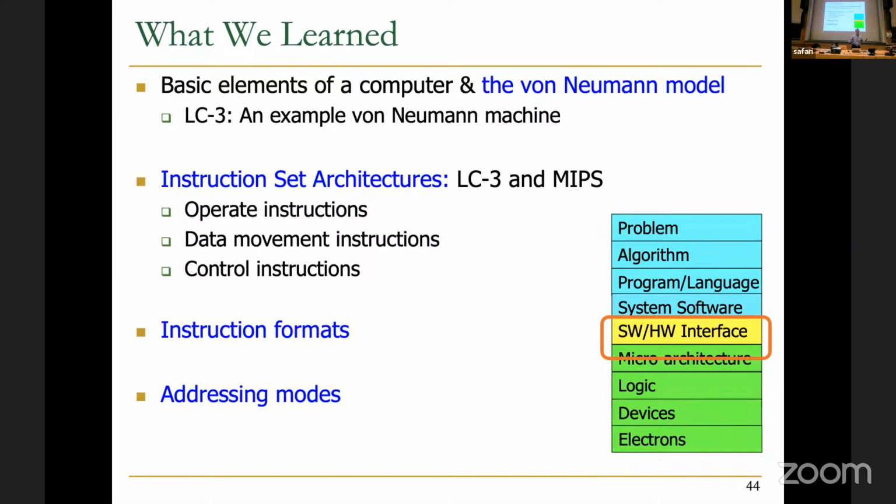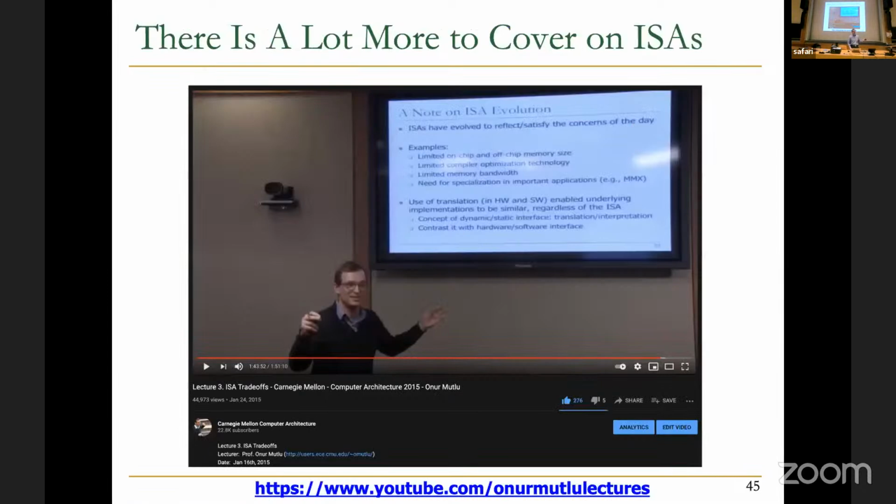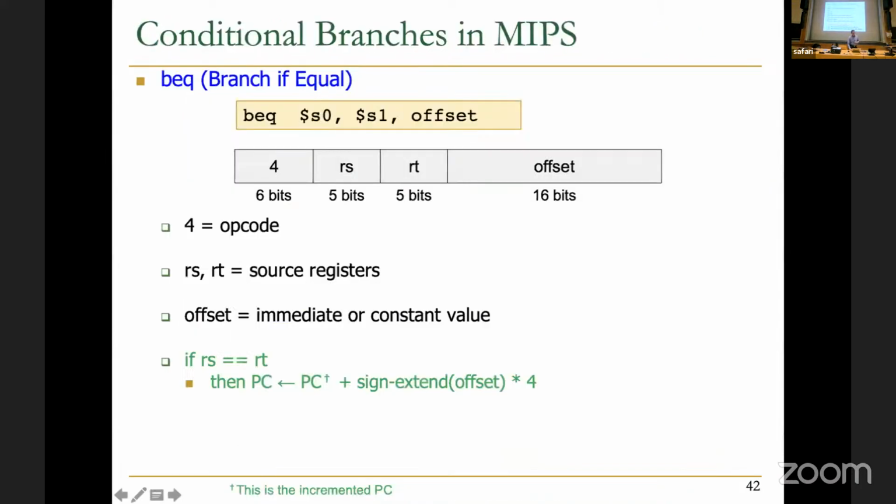Okay, so now we've seen actually a lot of instructions. There's a lot more on ISAs. I'm going to take a break in a few minutes. I want to cover a couple of things. There's a lot more to cover on ISAs. Unfortunately, we don't have time. So when I actually gave these lectures at Carnegie Mellon, it was a different class, and we covered a lot of interesting trade-offs, but we don't have time.